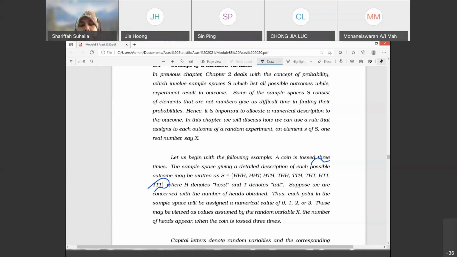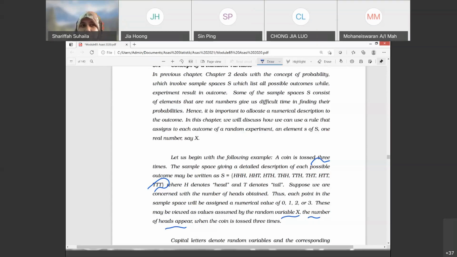For example, let's say we have a random variable, which we denote as x. X is your random variable. We define it as the number of heads that appear. So it can be either no head appears, only 1 head, 2 heads, or 3 heads, because we toss the coin 3 times. The maximum number that you can have is 3.